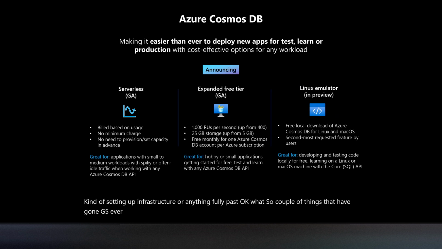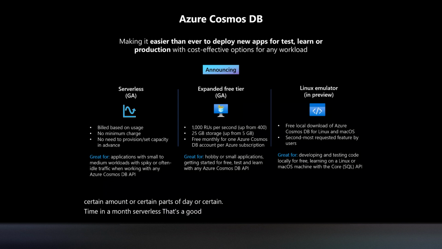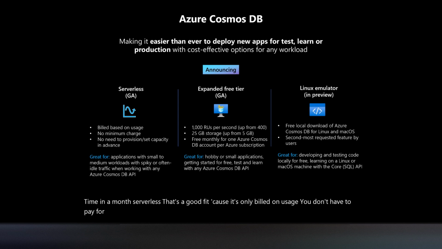A couple of things have gone GA: serverless. If you have workloads where there is mostly no activity, and they're active only during certain parts of a day or certain times in a month, serverless is a good fit because it's only billed on usage. You don't have to pay for dedicated RUs. That's a good fit for that.